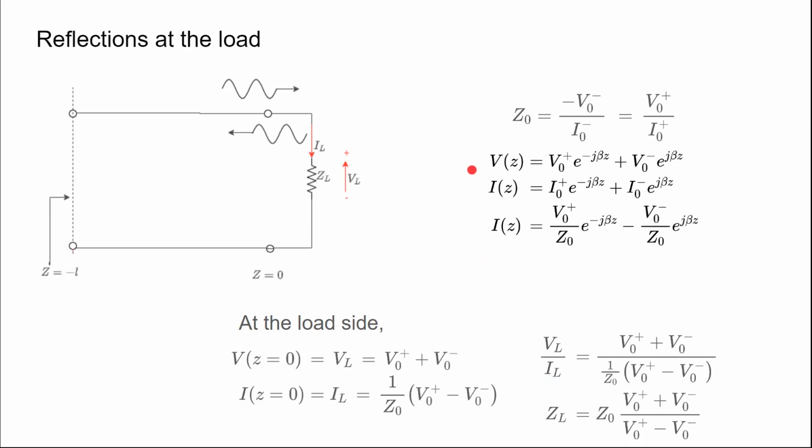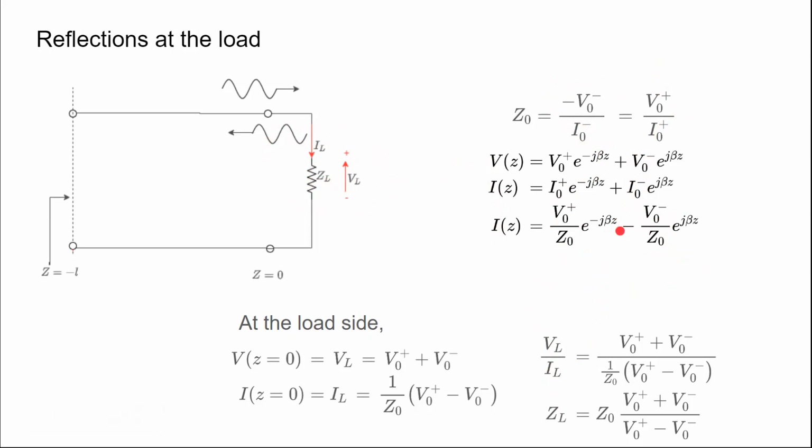So we take the voltage and current equations in the line and try to represent them using impedance values. We convert the current equation into voltage over impedance. I naught plus can be written as V naught plus divided by Z naught, and we put that in place of I naught plus. Similarly, I naught minus is equal to minus V naught minus over Z naught. And the impedance of the load is equal to the voltage at the load divided by the current at the load.